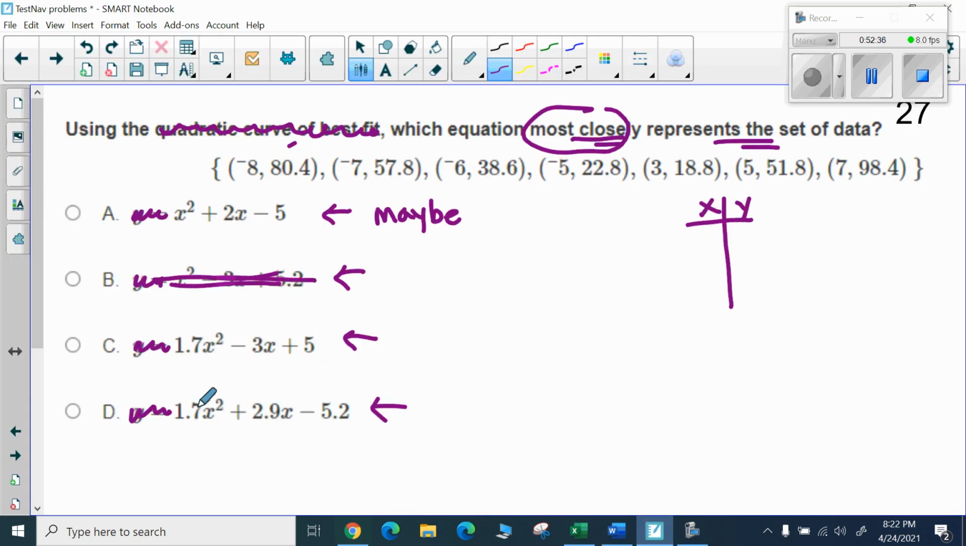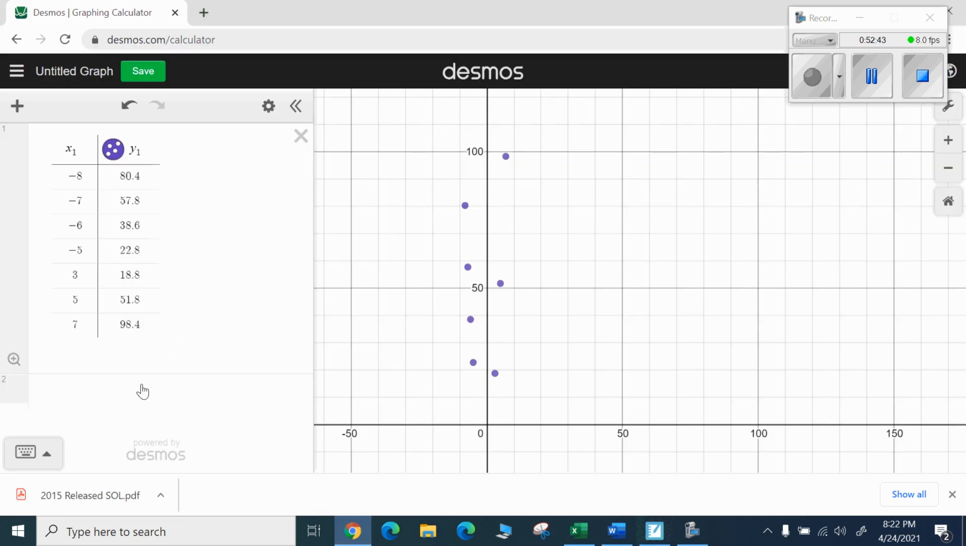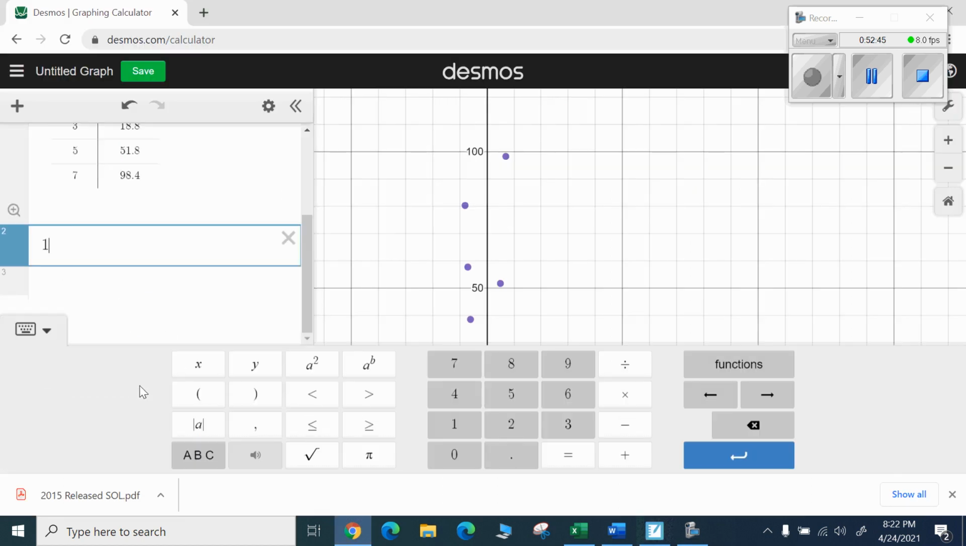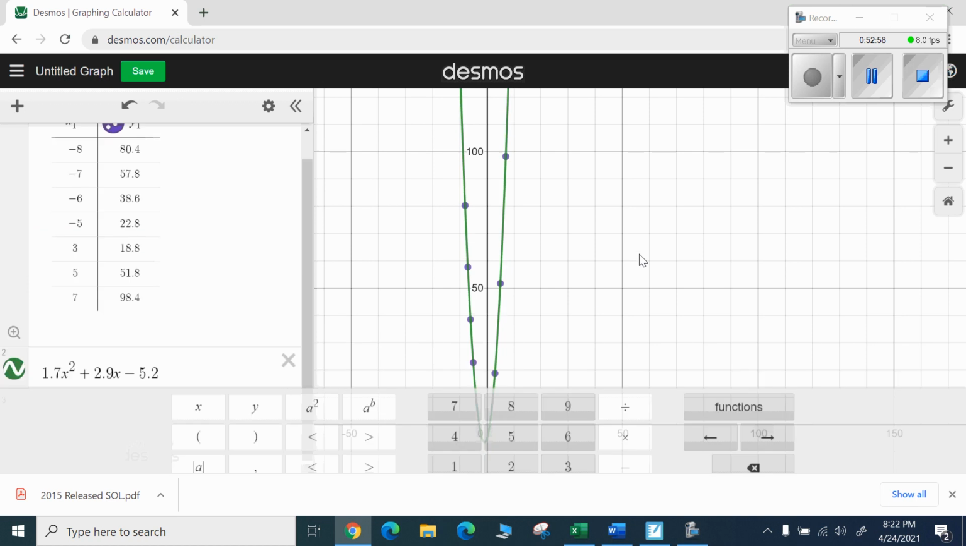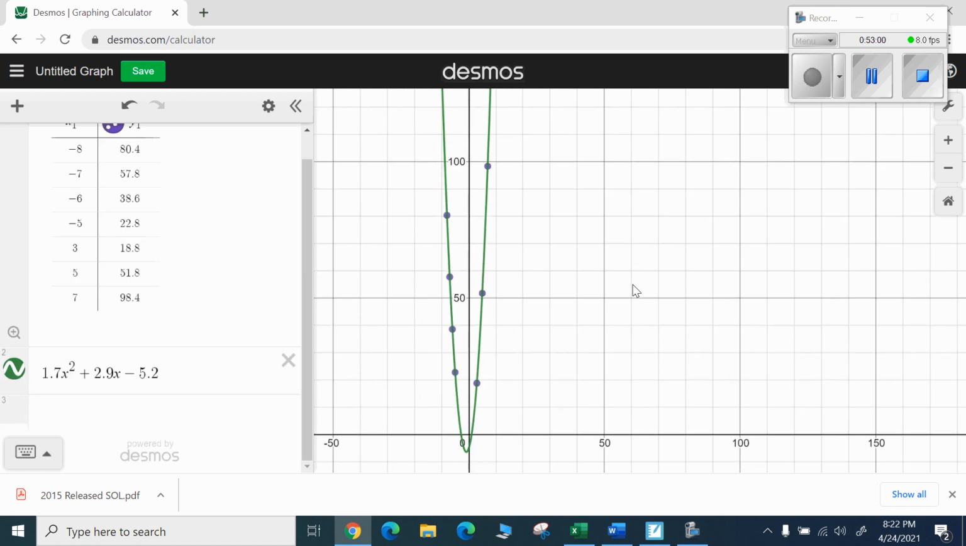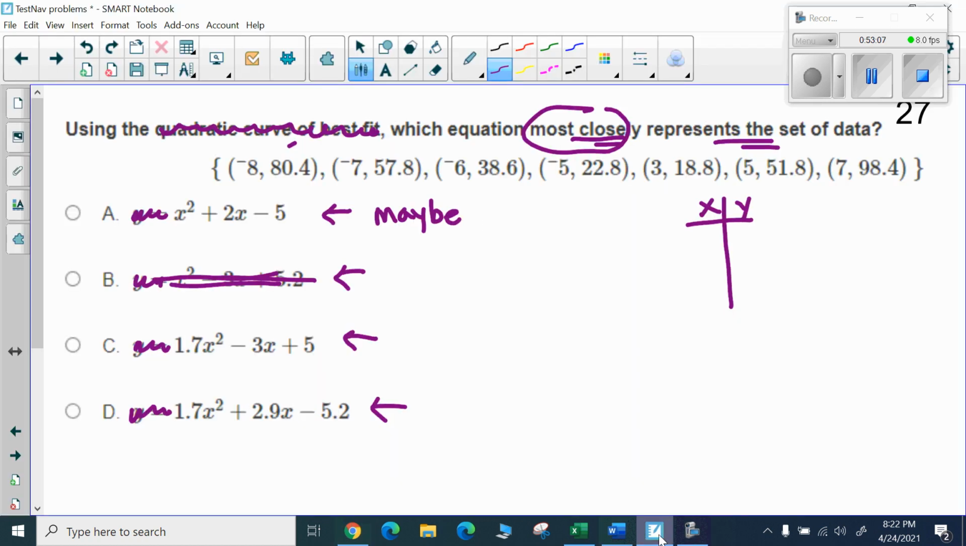And it is 1.7x squared plus 2.9x minus 5.2. So 1.7x squared, let's see, plus 2.9x minus 5.2. Oh my goodness, look at that, guys. We have a winner. Ding, ding, ding. This parabola perfectly matches these points. So our answer is going to be the last one.